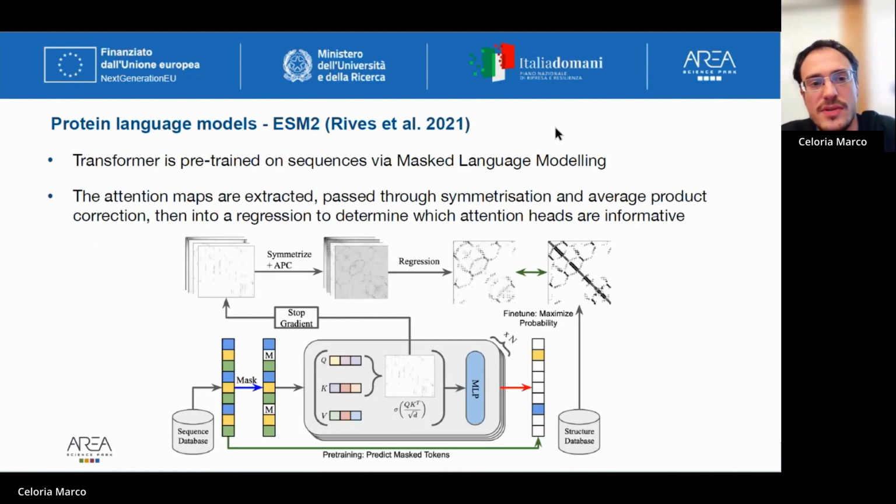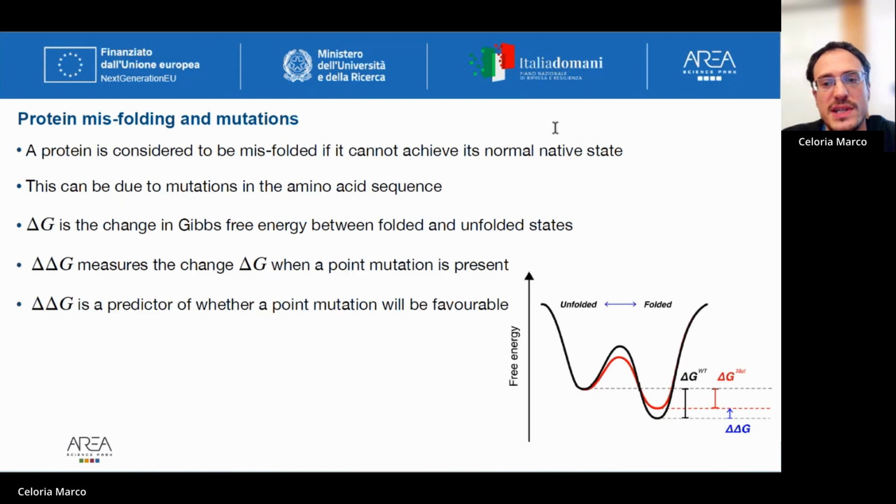So here is how ESM works. Basically, we have a sequence of proteins. We start masking tokens, and we ask the neural network to reconstruct the token that I'm masking. Within this reconstruction procedure, the neural network starts learning relations between the amino acids. And with the self-attention mechanism, it is also able to learn the contact maps. So this is one of the largest achievements in protein language models.